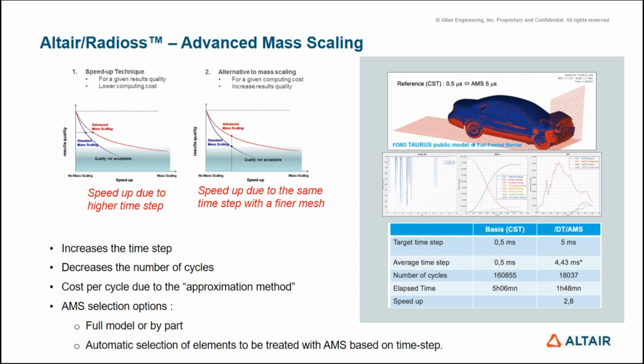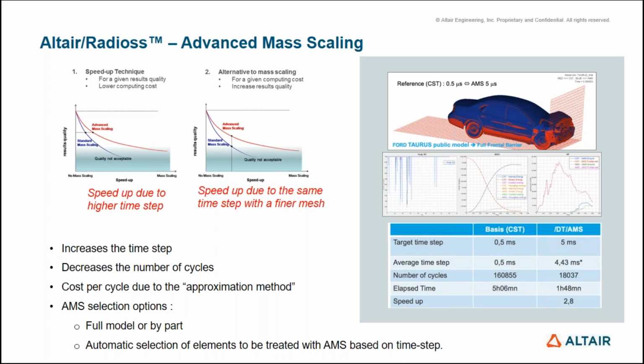The third one is advanced mass scaling. There are certain features available in Radioss where you can use this option to run the simulation faster. What it does basically is add artificial energy to your job while running the job.